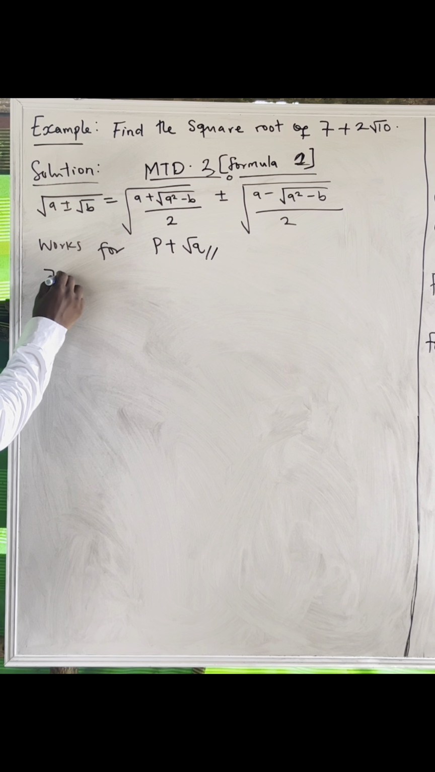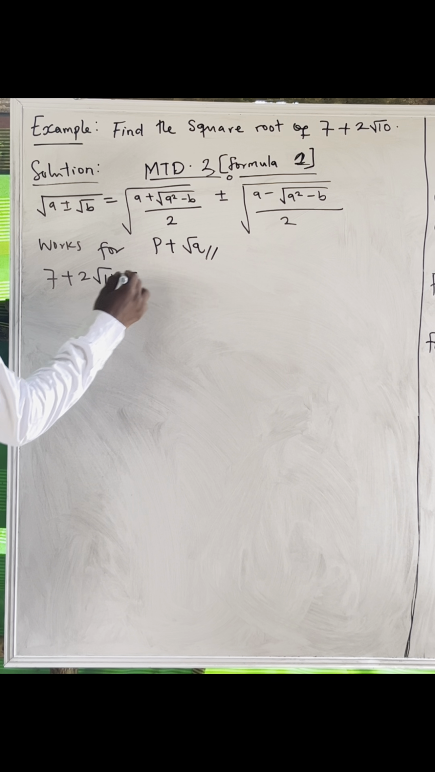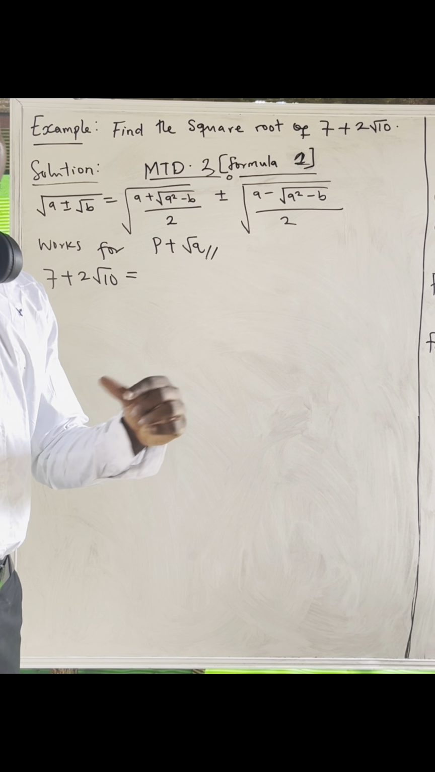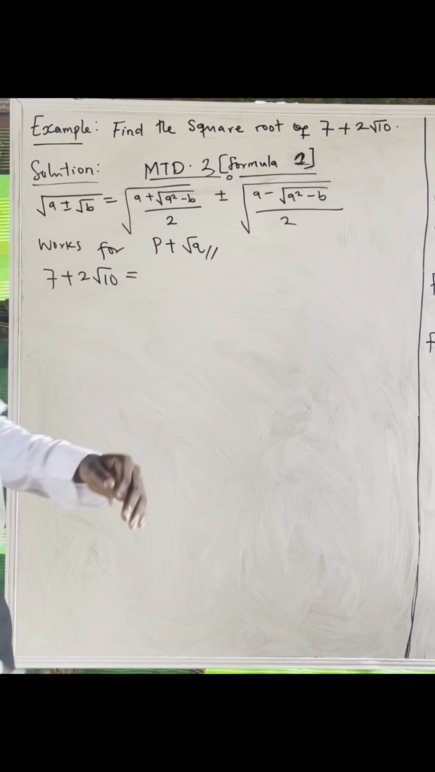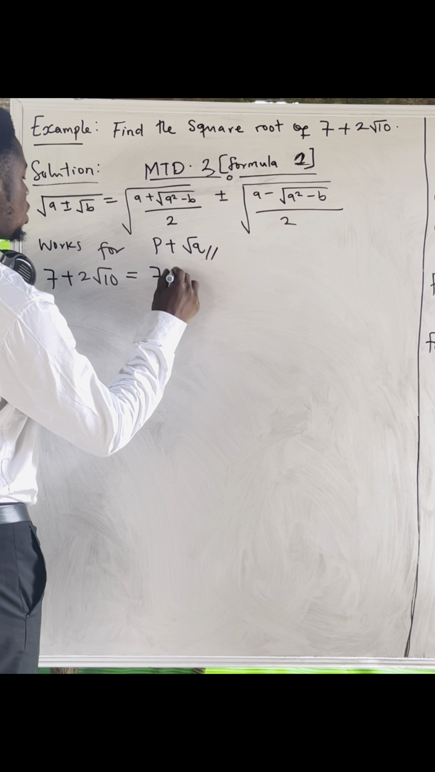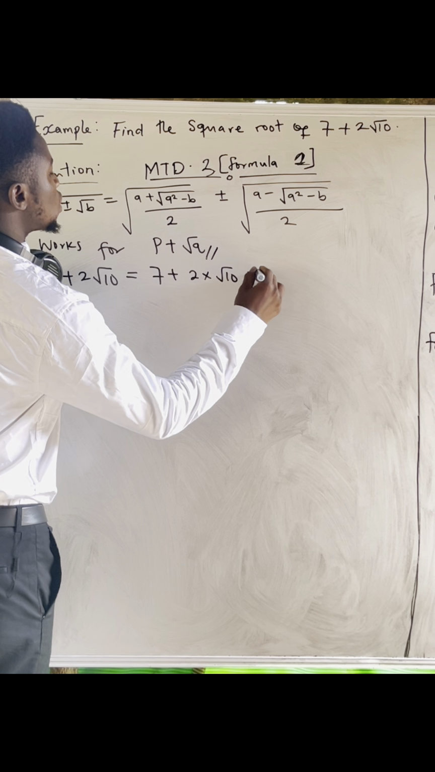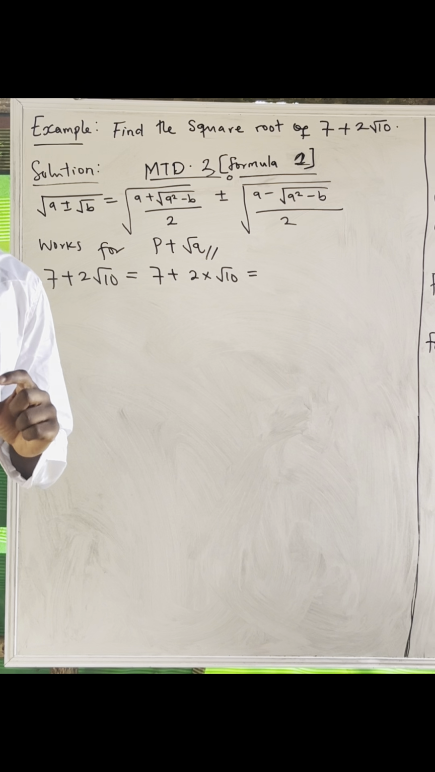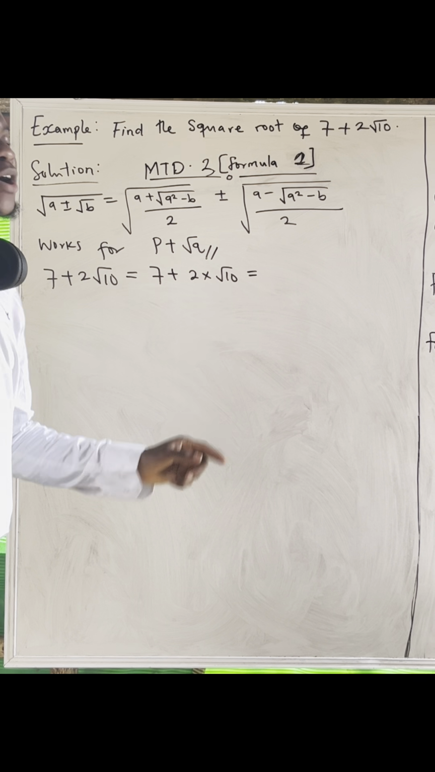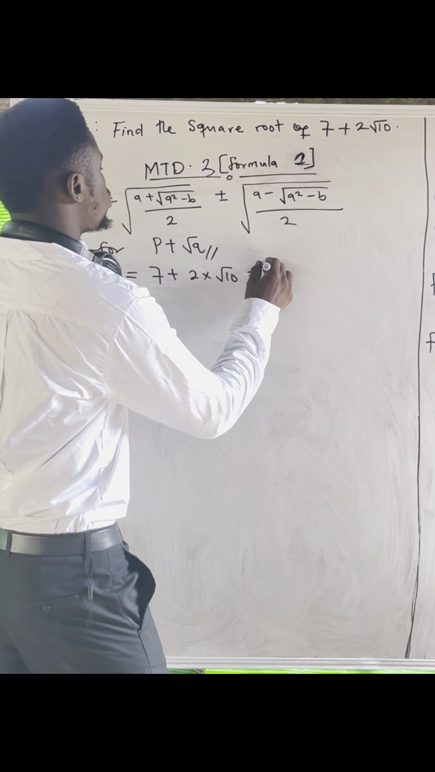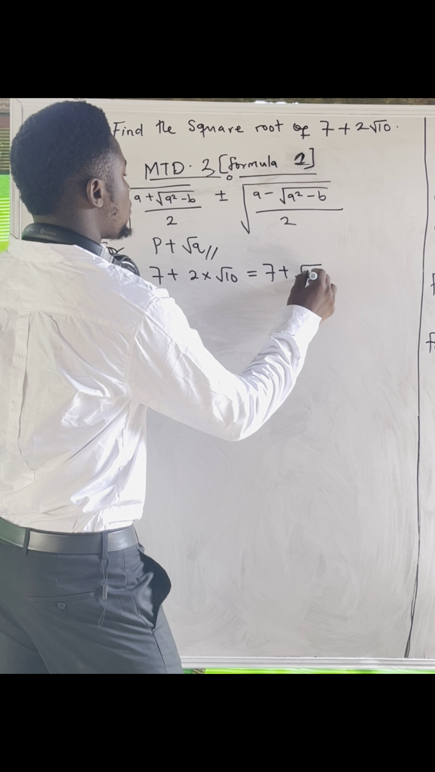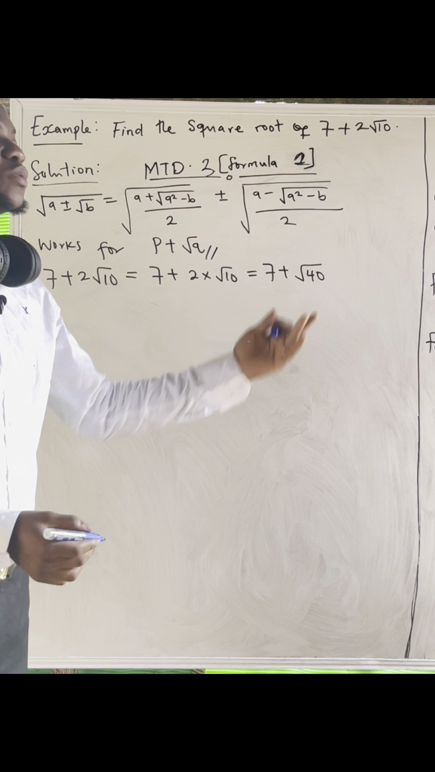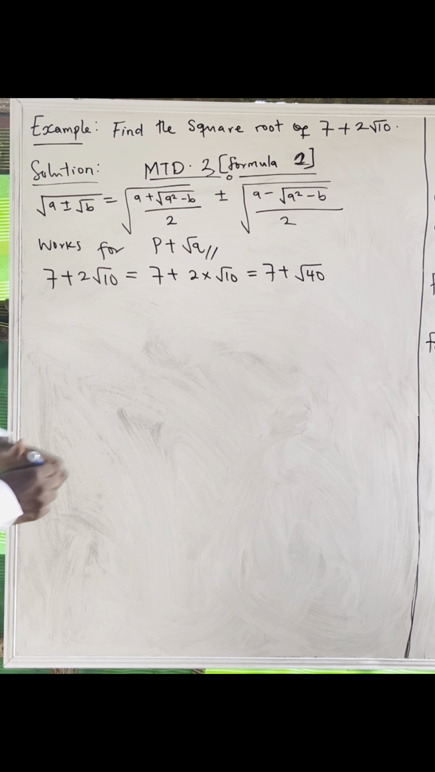I will just say 7 plus 2 root 10. I will be converting my 2 root 10 to its original form. In my previous video, we explained how to convert this to the original form, right? So this will just be 7 plus 2 times root 10. Now I'm going to square the 2. If I square it, I'm going to get 4. The value I got after squaring, I'm going to put under the square root. Then this will turn to 7 plus root 40, because the square of 2 is 4, and 4 times 10 is 40. So that's that.